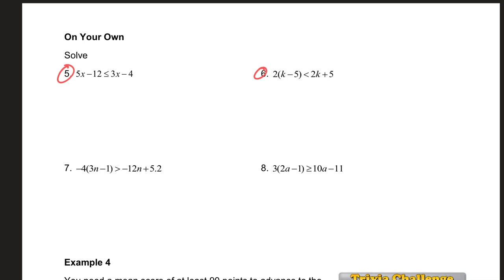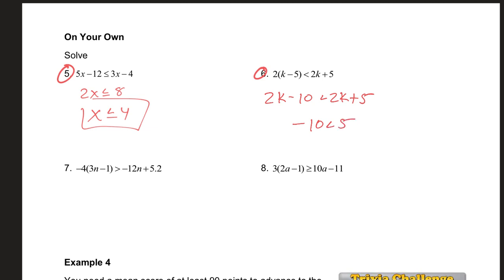Okay, now that you are doing on your own number 5 and you're done, you should have subtracted 3x from both sides and got 2x. You would have added 12 to both sides and got an 8 on the right. And when you solved, you would have got x is less than or equal to 4. On number 6, when you did your distributive property, you got 2k minus 10, and then you had it's less than 2k plus 5, and when you solved, you got negative 10 is less than 5, which means all real numbers. So all real numbers for on your own number 6. Any number in the entire world will work.